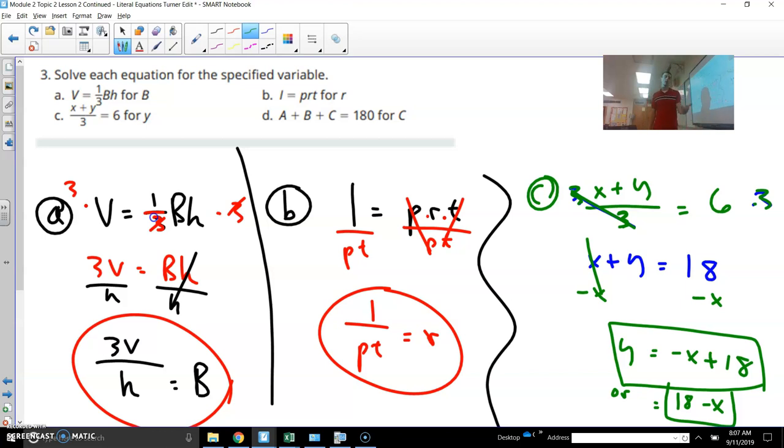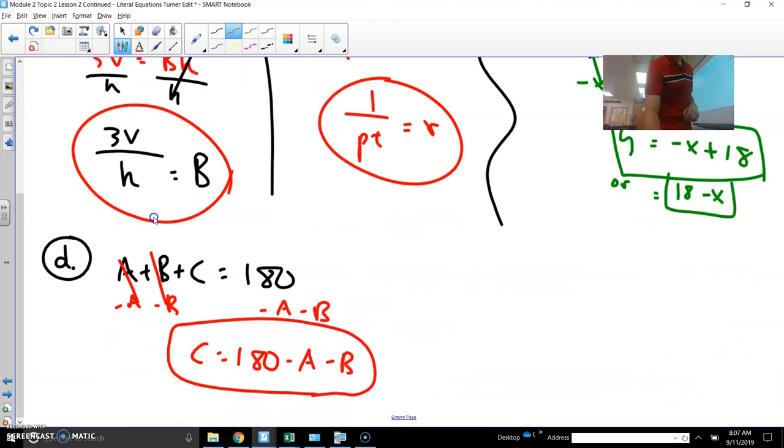And there's 2 possible ways you could write this. You could either say y equals 18 minus x, or you could say negative x plus 18. This is a more common form in Algebra 1 because it follows that slope-intercept form, or the general form of a line. But they're both correct.